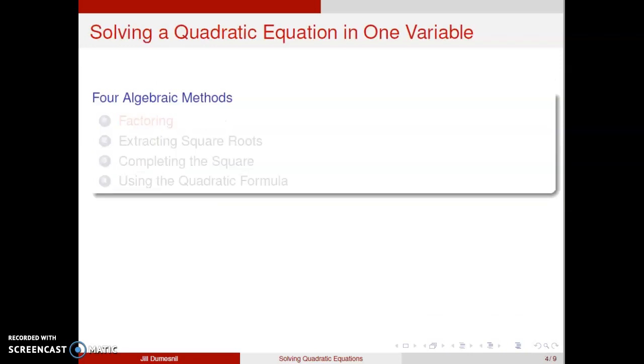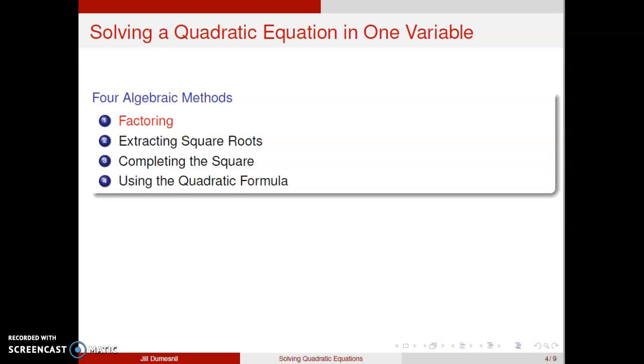There are 4 algebraic methods for solving quadratic equations in one variable. The most basic method is called factoring and will be the topic of this video. Other videos discuss the other 3 methods. The second method is called extracting square roots. It is essentially a shortcut for one particular factoring technique. The third technique, completing the square, is a generalization of the second method. And the fourth method, using the quadratic formula, uses a formula derived from completing the square in general.